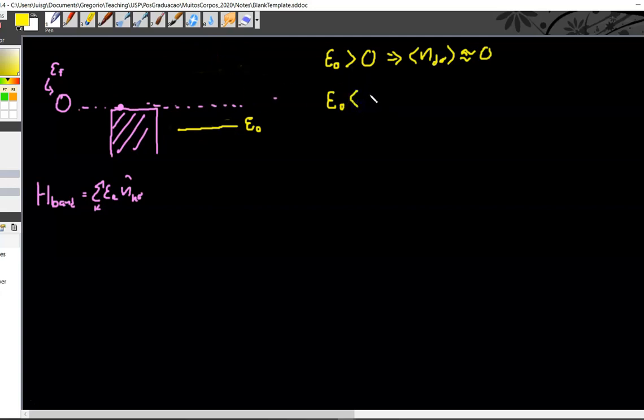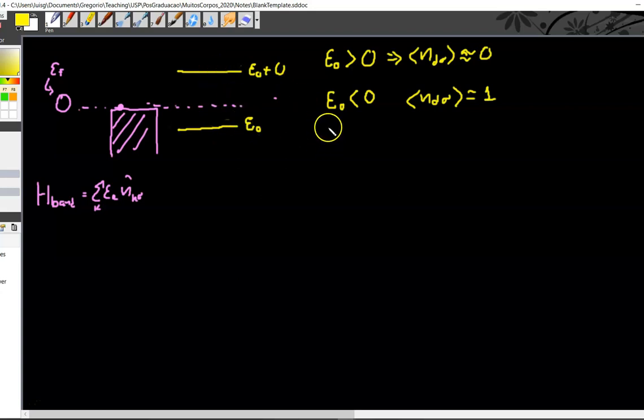Now, if epsilon 0 is smaller than 0, then I can have this situation and n_d approximately 1. I have a single occupation here. As long as the energy required for the second electron, which is what? Is this plus this amount, epsilon 0 plus U. Remember, the energy for the doubly occupied state is 2 epsilon 0 plus U. So I would add the energy for this plus the energy for that.